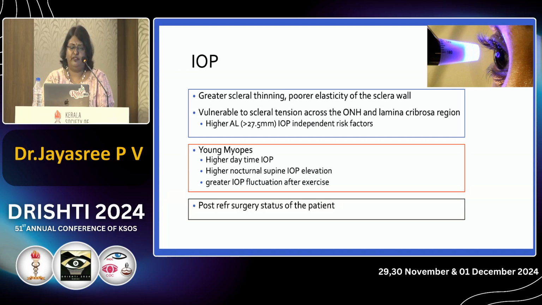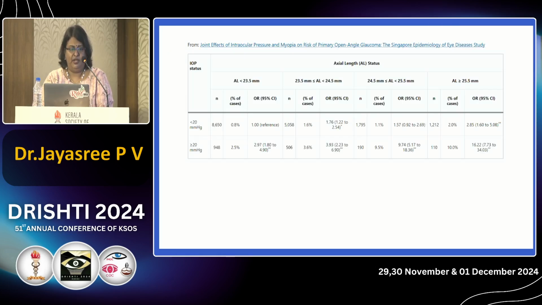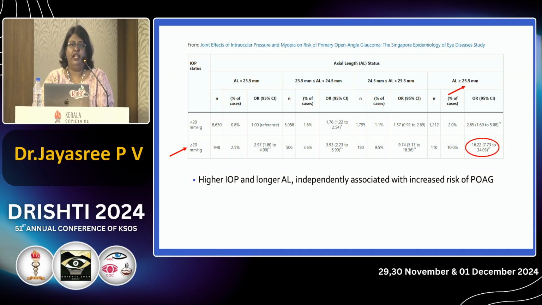And what about the post-refractive status of the patient? Most patients nowadays with myopia have undergone refractive surgery. You have to ask the history of refractive surgery and look at corneal thickness. And this is not sufficient; you have to look at the elasticity, the hysteresis. And what about the IOP status? If the IOP is more than 20 millimeter of mercury, and if the axial length is 25.5, that itself is a risk factor for glaucoma. When they act together, they are not simply additive, they are synergistic. Together they can increase your risk for glaucoma by 16 times.